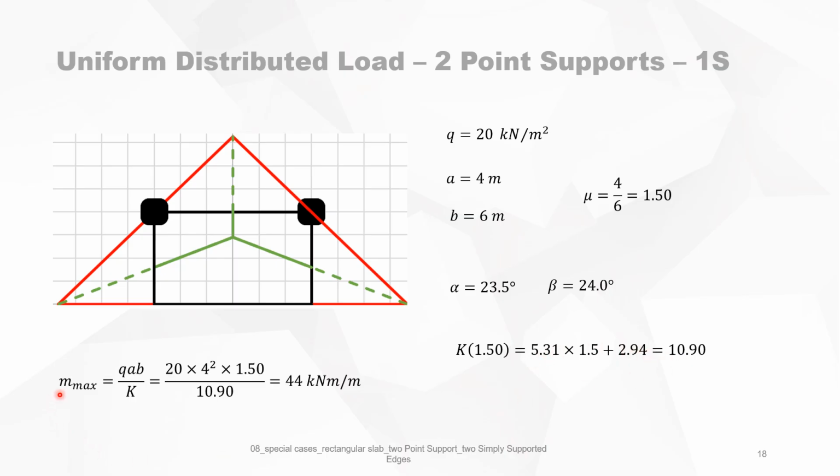So the maximum bending moment is QAB over K. So it's 20 times 4 squared times mu divided by 10.8, because B is A times mu. And we have a bending moment of 44 kilonewton meter per meter, so in X and Y direction. And the yield line pattern is drawn like this.